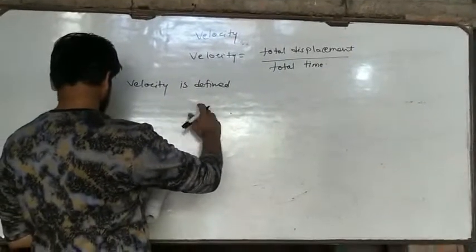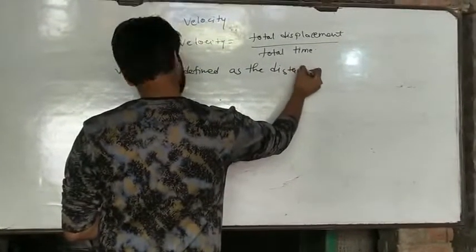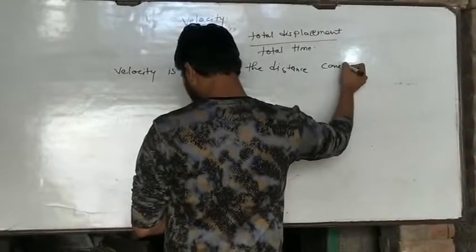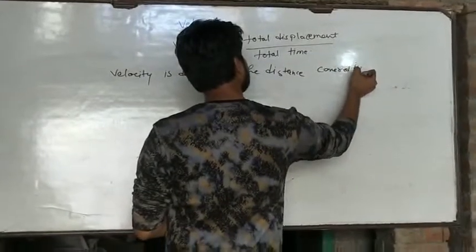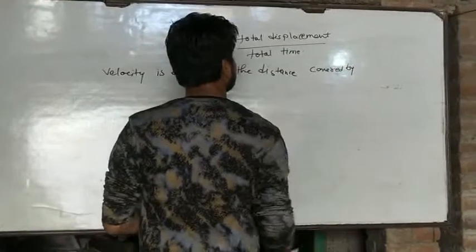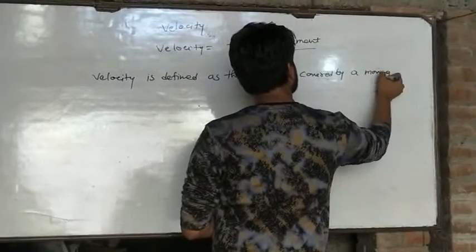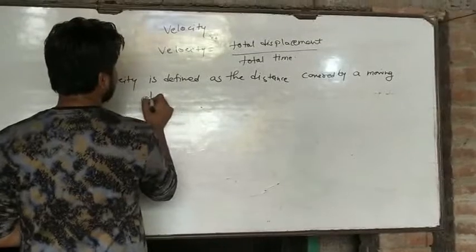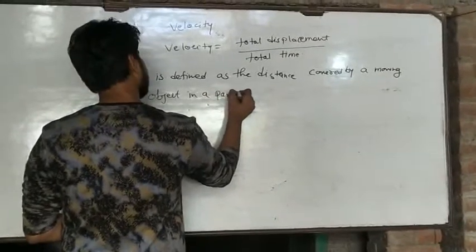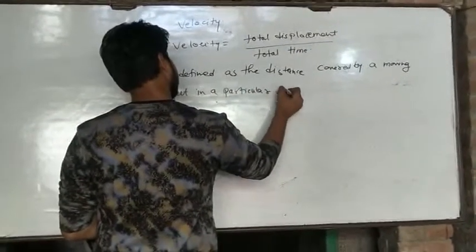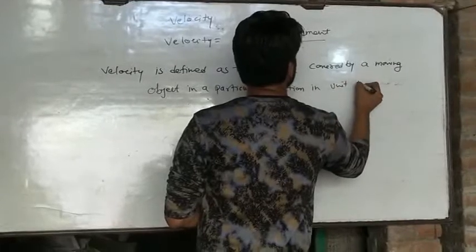Velocity is defined as the distance covered by a moving object in a particular direction in unit time.